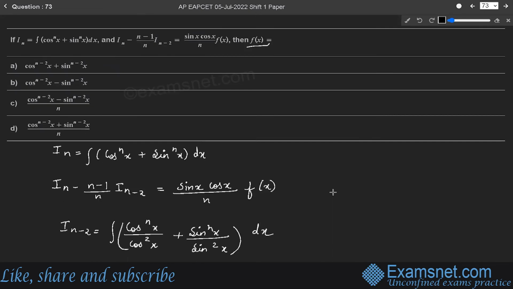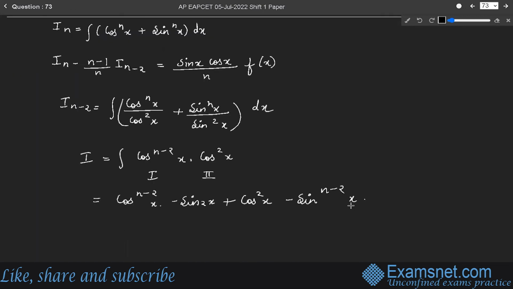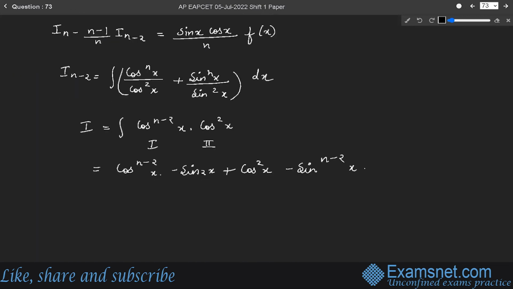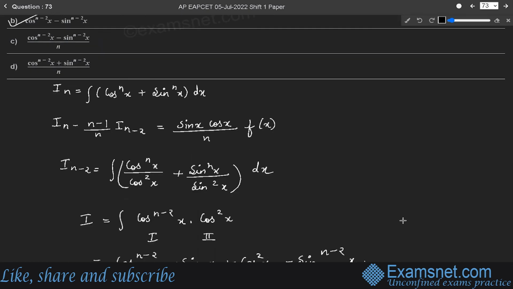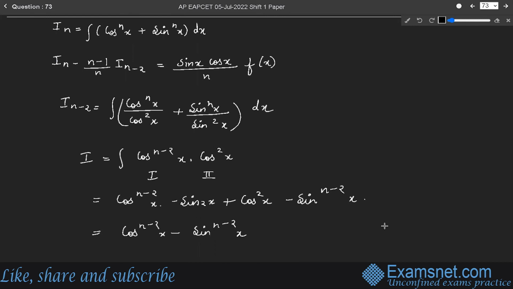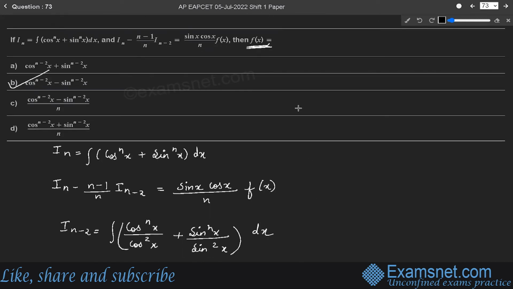Now, in the question, you can see that it is clearly given we have to find only a function. So, from this part, the required function is cos power n minus 2 into x minus sin power n minus 2 into x. This is the required function for the given question. Therefore, we can say that option number B is the correct option here, which is cos power n minus 2 into x minus sin power n minus 2 into x.